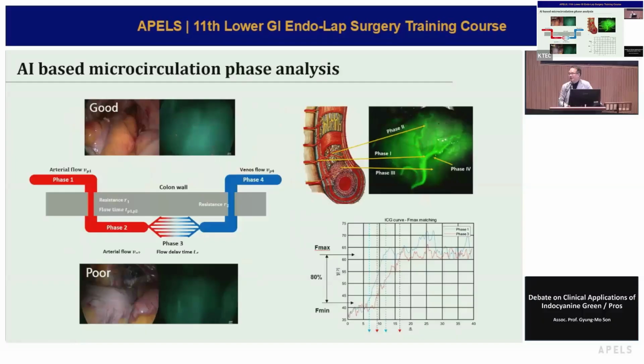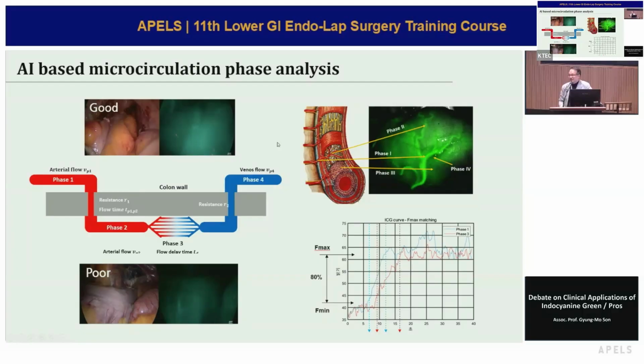And this is another project. This is a colon muscle layer. The colon microcirculation system has a very unique structure, penetrating the muscle layer like this. So we can analyze the different phases of the enhanced pattern.